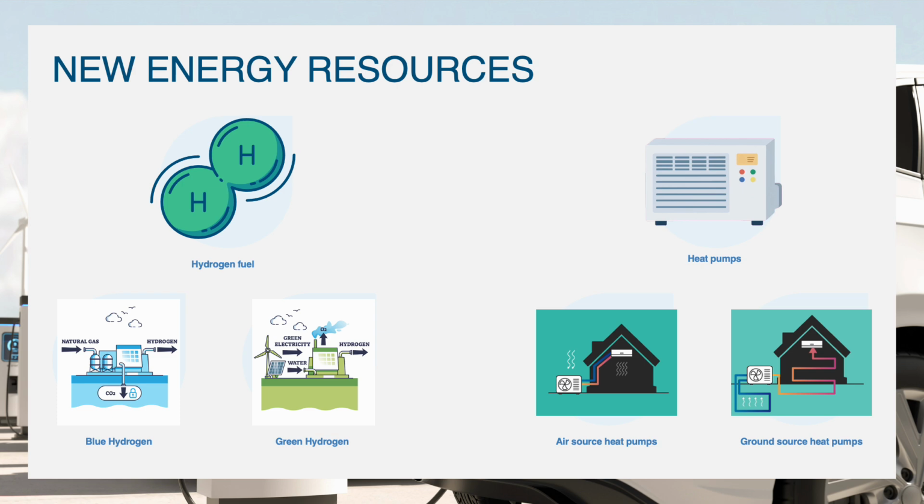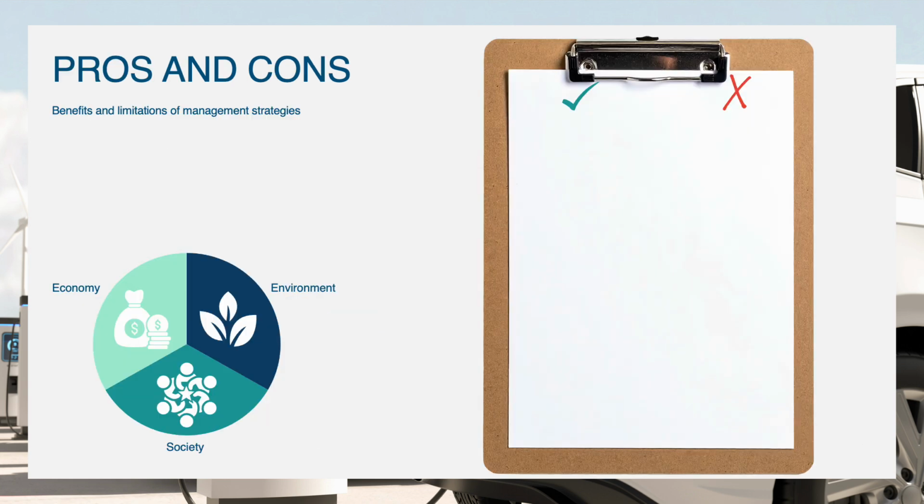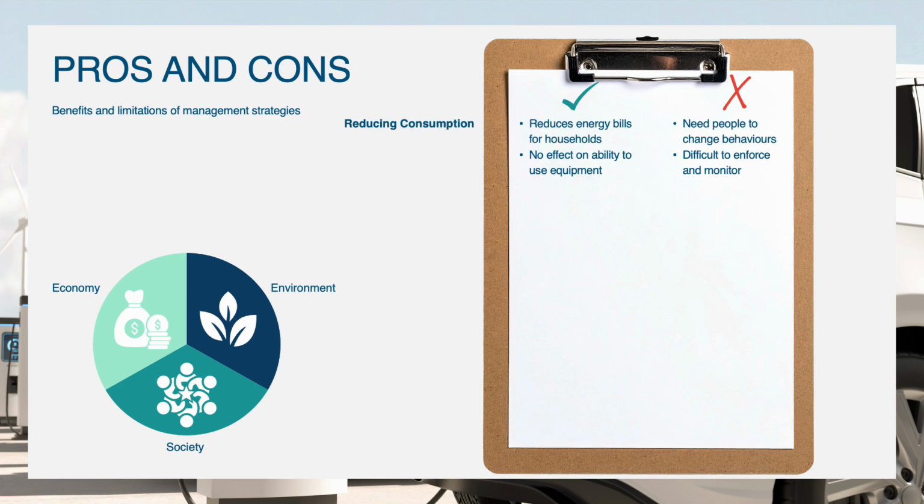Now, as I said before, they still need electricity, and they may be less effective in some conditions as well, especially where temperatures are just simply too low. Right, it's time for the pros and cons. That means we must look at both what each strategy can achieve and what problems it may still have. So if we look at the first one, which we think can have the biggest impact, reducing consumption, let's see.